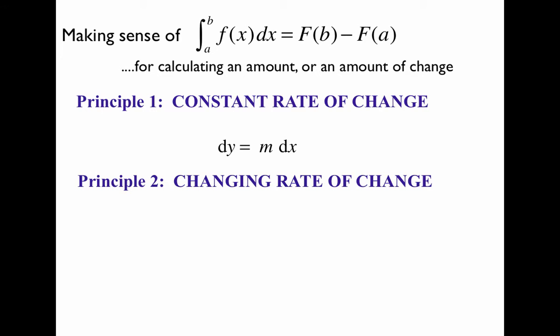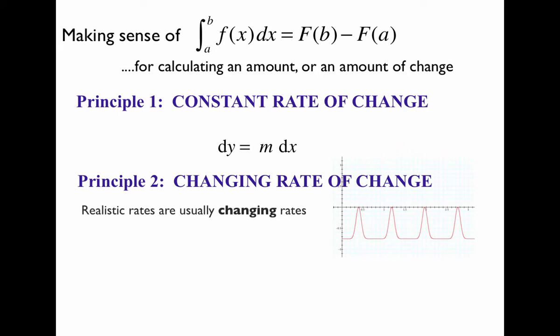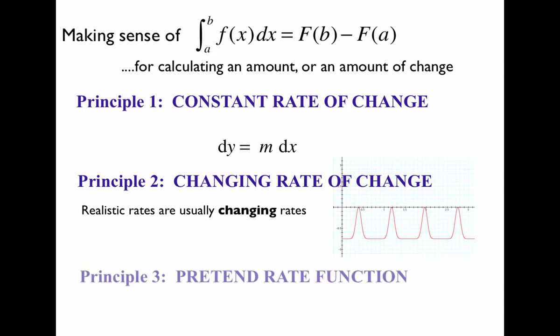Okay, and then principle 2, we said lots of things in the real world don't change at a constant rate. Realistic rates are usually changing rates, and so we looked at the flag lowering. It doesn't come down steady when someone's pulling hand over hand like this, right? There's a pause, and it slows down to 0 in between each hand change, right? So the principle 3 then would be creating a pretend rate function. So we don't have a constant rate of change, but we want to use that easy mathematics of constant rate of change in order to talk about finding a total change when the rate is changing.